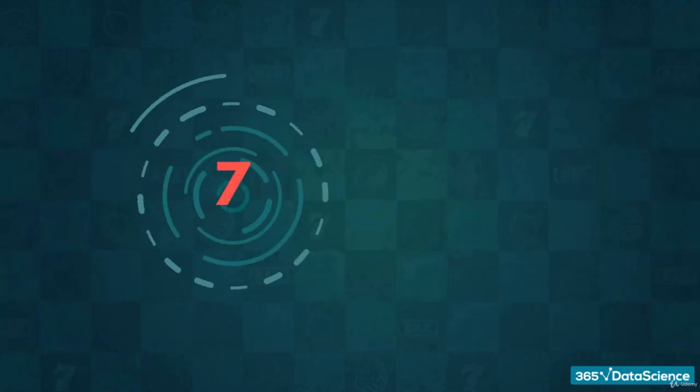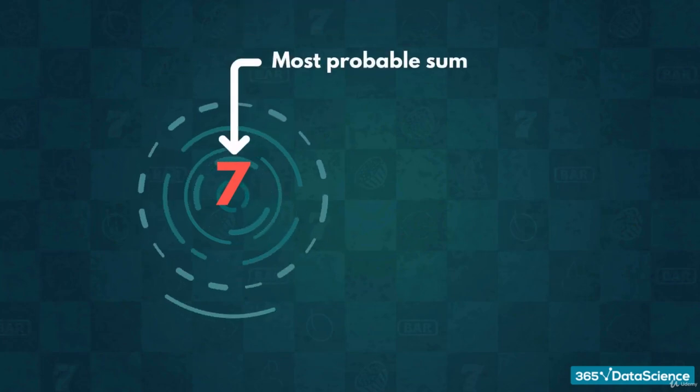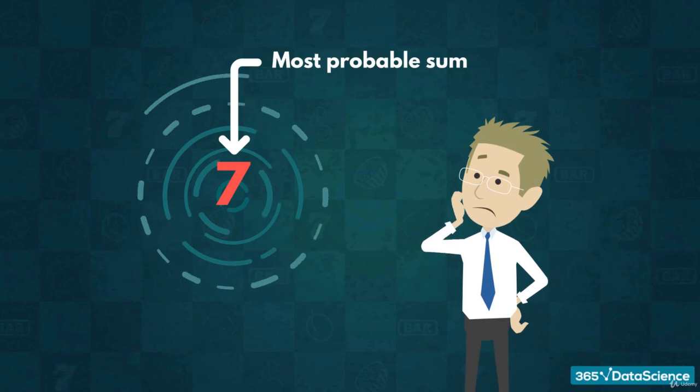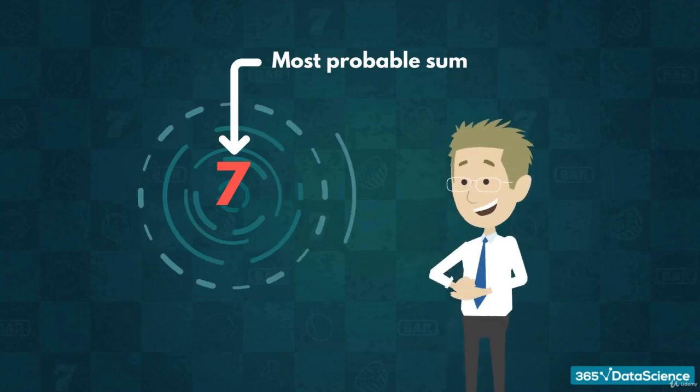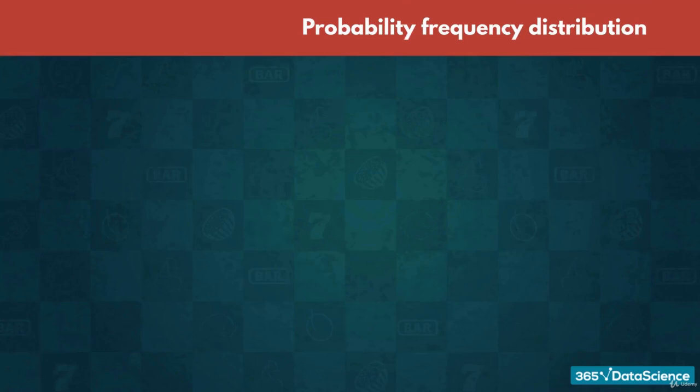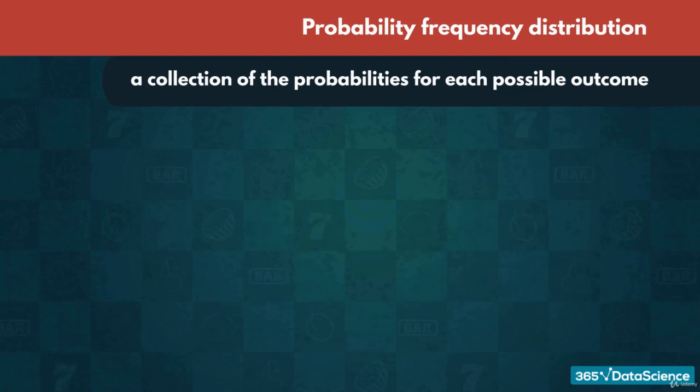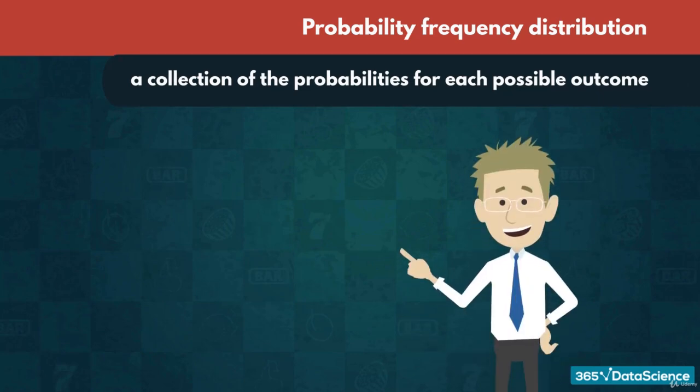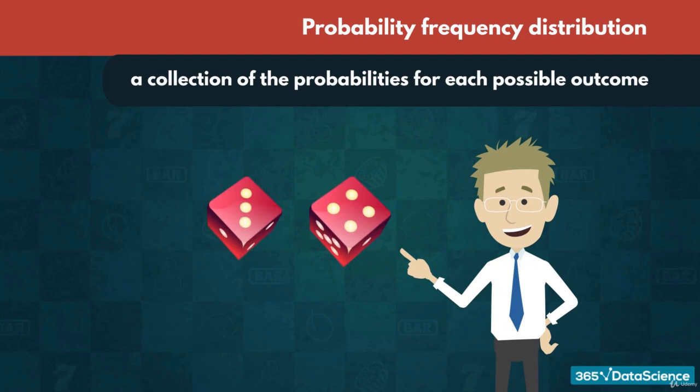Moreover, even though we are suggesting 7 is the most probable sum, how can you be sure? What we can do is to create a probability frequency distribution. Simply put, a probability frequency distribution is a collection of the probabilities for each possible outcome. That's how I know that 7 was the most probable sum of 2 dice. Usually, it is expressed with a graph or a table.